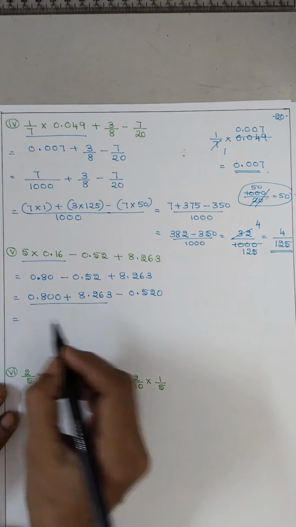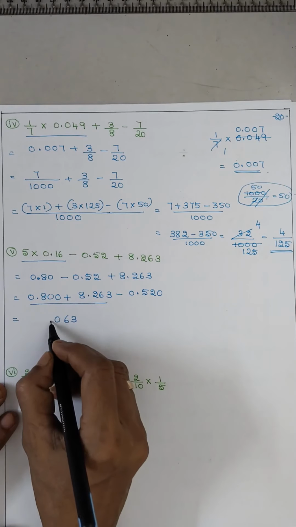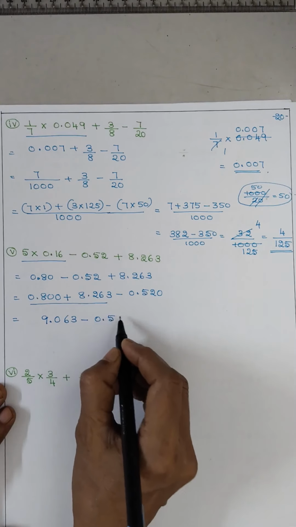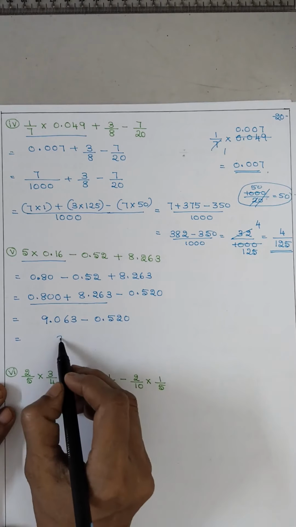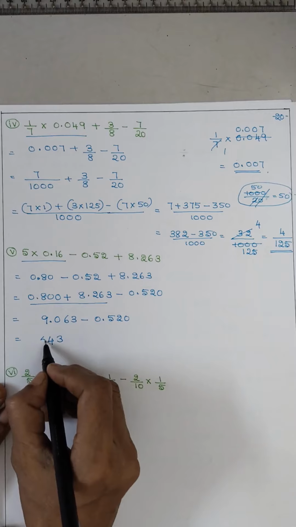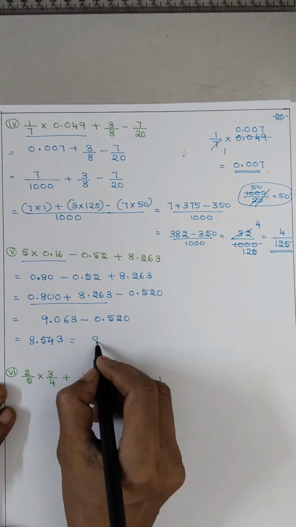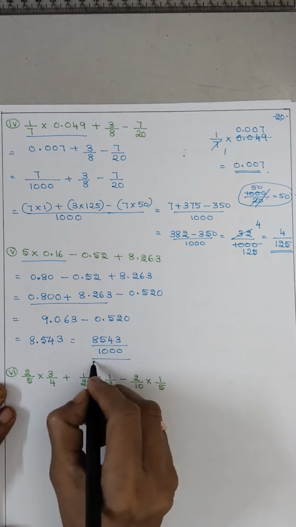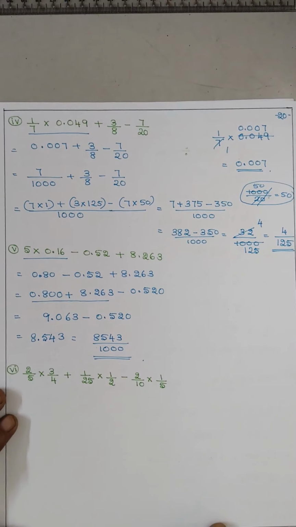नाउ यू ऐड दीज टू. 0 plus 3 3, 0 plus 6 6, 8 plus 2 10, 1 plus 8 9 minus 0.520. Subtract 3 minus 0 3, 6 minus 2 4, then 10 minus 5 5, and here 8 will remain. भी डेसिमल में आया है तो कन्वर्ट इनटू द P by Q form. 3 decimal, that is why divide by 1000.